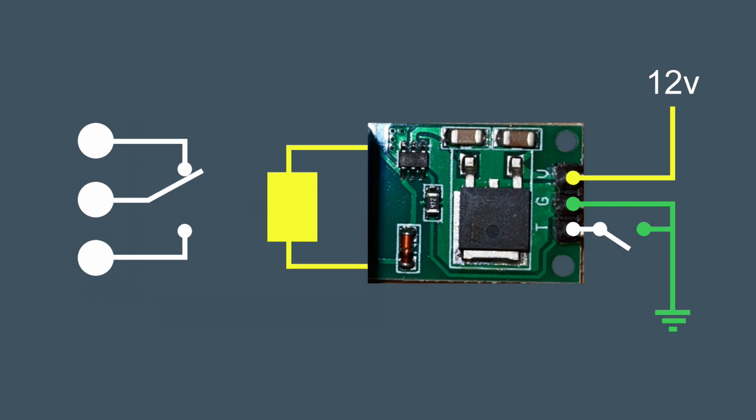But if we stop earthing the trigger pin, it doesn't flip back. As long as the circuit is powered, it stays in that position. If we want it to go back, we need to earth the trigger pin again. So each time we earth the trigger pin, the flip-flop relay reverses position.